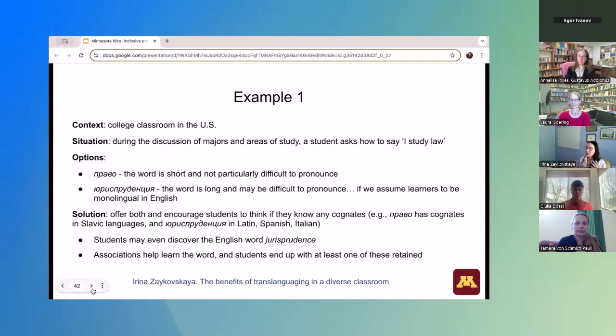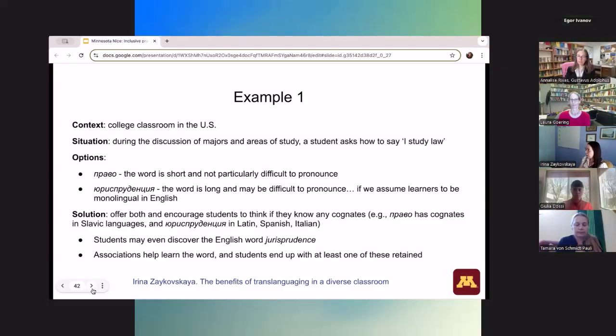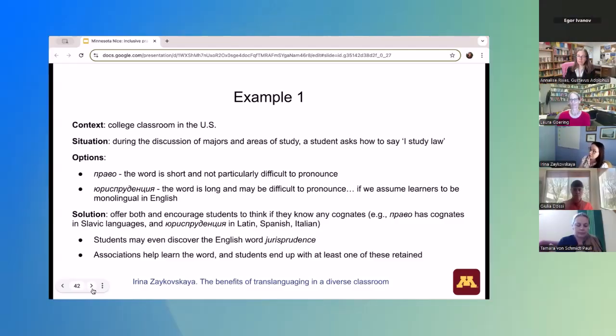However, I found that if I offer both and encourage students to think if they know any cognates, that may work better because prava has cognates in other Slavic languages. Jurisprudencia, on the other hand, has cognates in Latin, Spanish, and Italian. And students with that background, not necessarily natively, right, but in different ways, may find it useful, and they may even discover a new English word for them. Associations help learn the word, and students end up with at least one of those retained and in their repertoire.